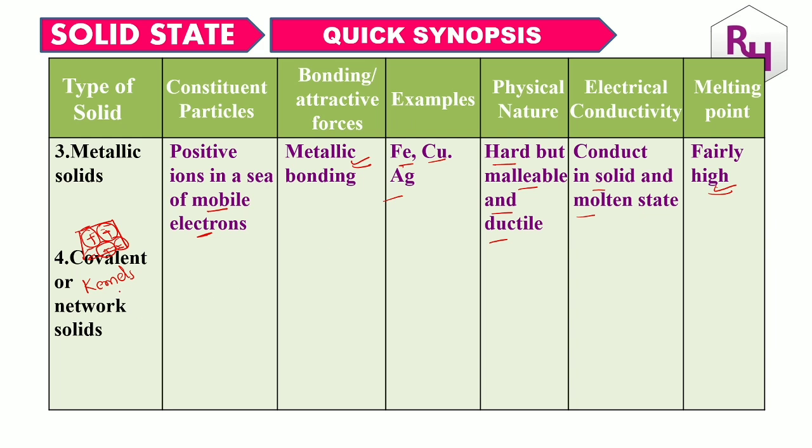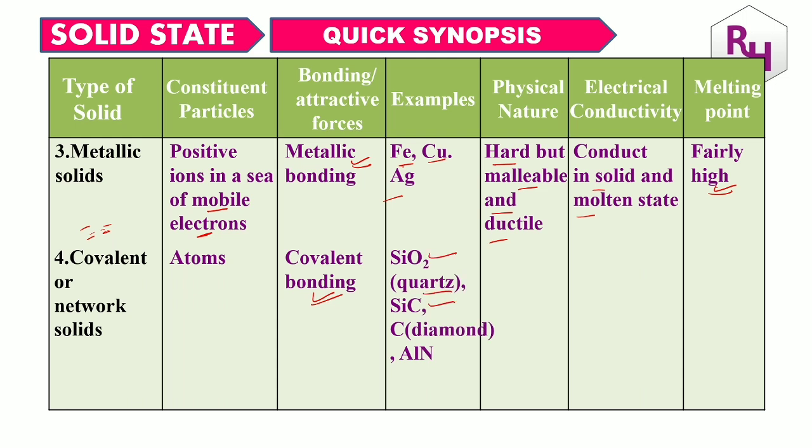Then covalent or network solids, if you consider. In this particular case, remember, atoms are the constituent particles, and the bonding or attractive forces are covalent bonds. Examples are SiO2 quartz, and SiC, which we call carborundum. Also carbon, that is diamond, and aluminum nitride are examples. Physical nature is hard, electrical conductivity is that of an insulator, and the melting point is very high.